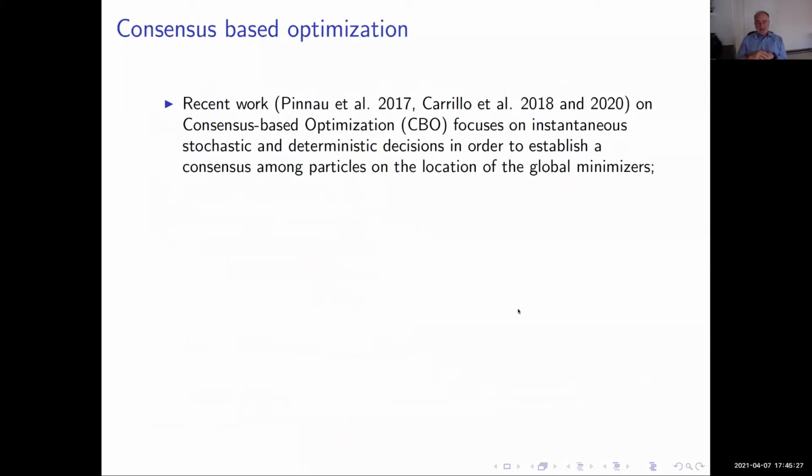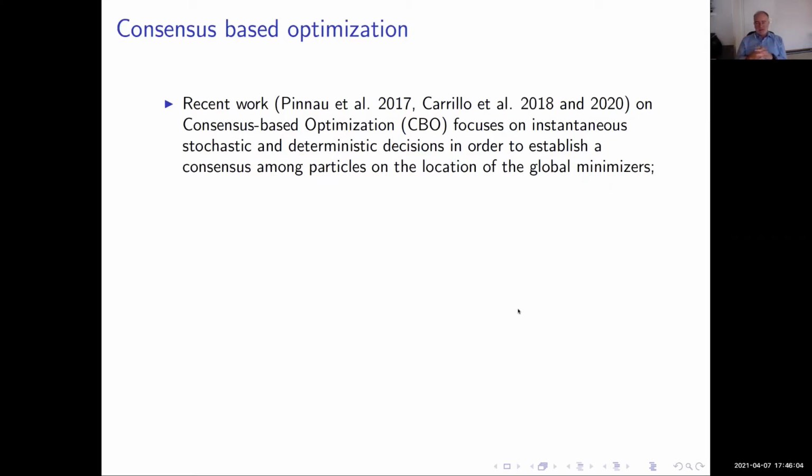Recently, there has been a proposal for a sort of meta-heuristic algorithm that is very much inspired by these meta-heuristics, called consensus-based optimization. This came with a paper of Pinot and others that I will mention at the end of the talk with a proper citation. It has been picked up by Jose Antonio Carrillo and others and analyzed by them. Also, I will refer at the end of the talk to a proper citation.